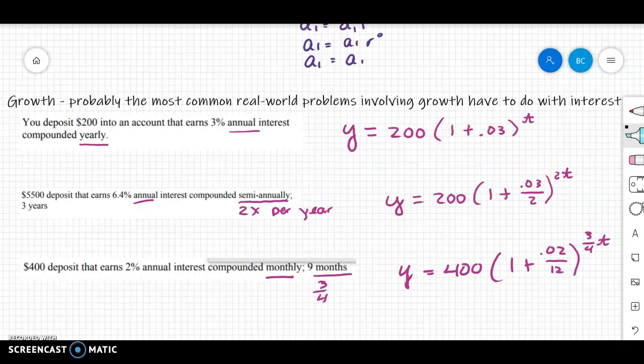So now let's look at a couple problems related to growth. We talked a little bit about growth yesterday, but probably the most common real-world situation where you have growth has to do with interest. Either interest that you're paying because you've borrowed money, or interest that you're earning because you've put money in the bank. So the very basic situation is when I put money into a bank account, I earn some interest rate, and usually it's almost always expressed as an annual interest rate.